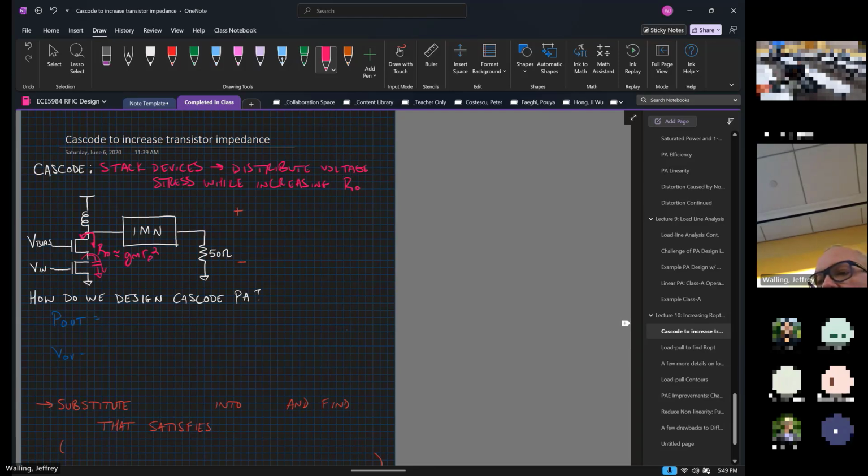Okay, so now there is a big drawback here. We just ultimately said, okay, great, our R0 increases, and now our Pout can increase. And the reason is that I can make VDD, the supply voltage, bigger because I have two devices to distribute stress across.